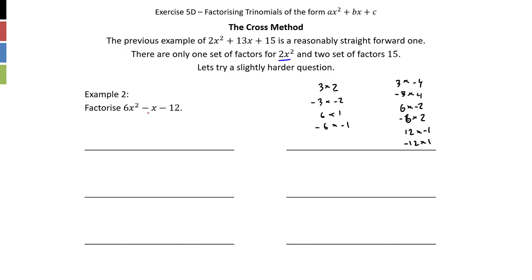Like, if we only need a negative 1x in the middle, it's probably unlikely we're going to be using the 12. If we use a 12 on one side of the cross, we're going to end up with very large numbers very quickly, and it's not going to cancel out really easily. So let's give it a go. We're going to draw our cross, and we're just going to start trying.